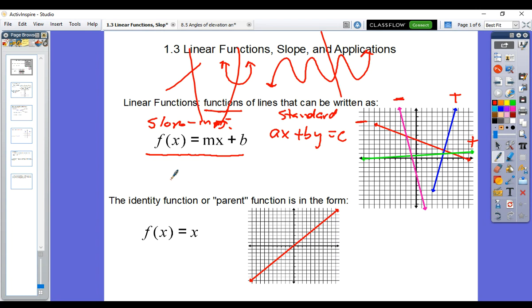With f of x equals x, for every value of x, y will equal the same. So when x is 3, y is also 3. For every value we put in for x, y will have the same value.